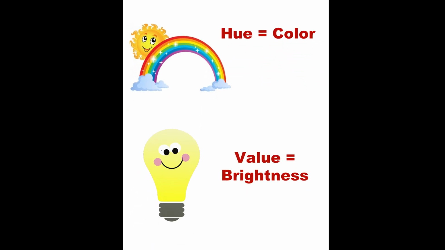Hue is simply a color, and that is all it is. The hue blue, the hue red, the color blue, the color red. I use the word hue. It's the more professional artist word to use when describing a color, and it's simply just that.